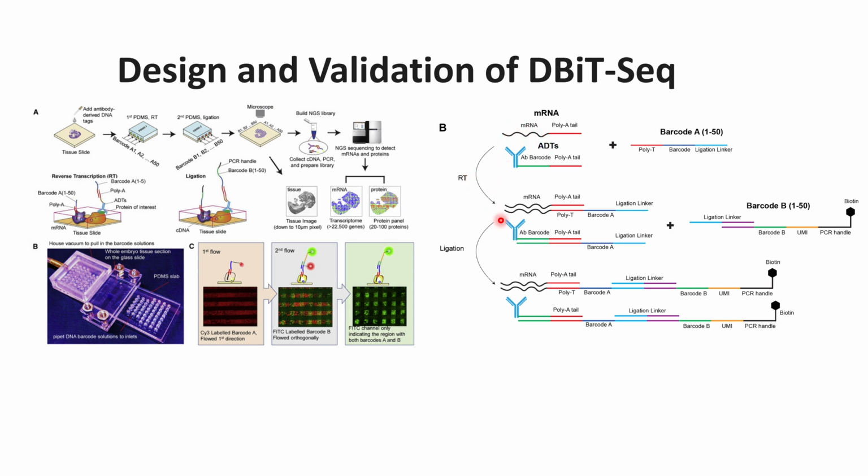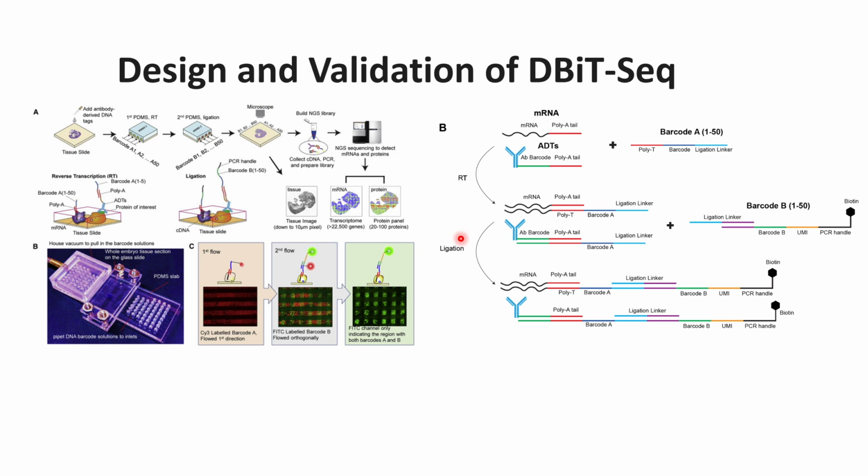After reverse transcription in this first step, we get the mRNA sequence that contains the barcode and also the ligation linker. For the proteins, we get the antibody barcode and also barcode A with the ligation linker. After that, barcode B is used, which contains the ligation linker, barcode B, a unique molecular identifier, and the PCR handle with biotin. Biotin is used so that the cDNA can be separated at a later stage of their sample preparation.